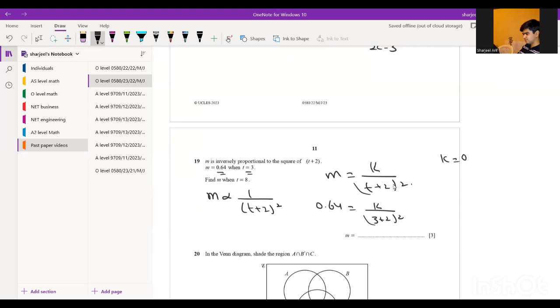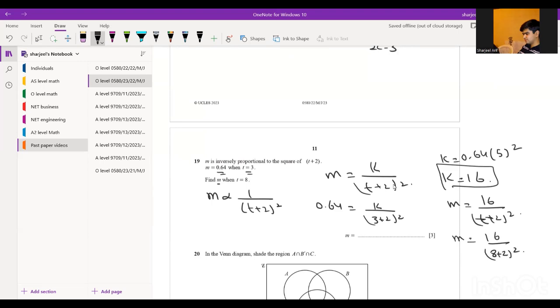So k will be equal to 0.64 into 5 square. This will give k equal to 16. So k is 16, and the equation will become m equals 16 over (t plus 2) whole square. And we have to find the value of m when t is 8. So this will be 16 divided by 100. So the answer will be 0.16. So 0.16 is our answer.